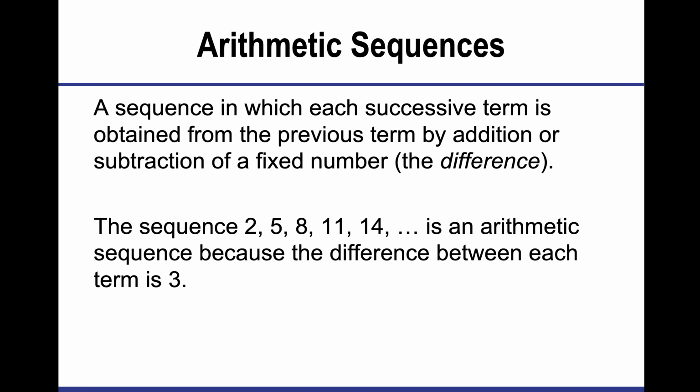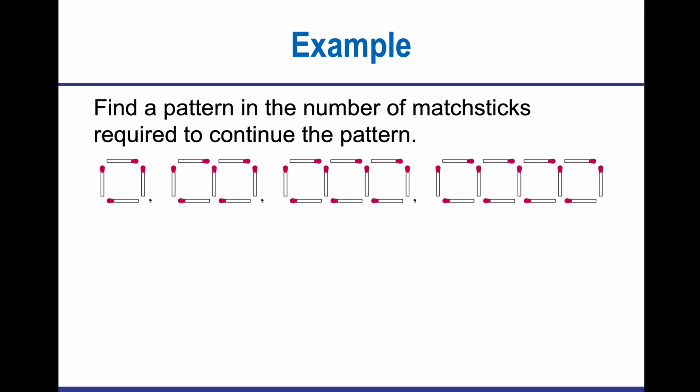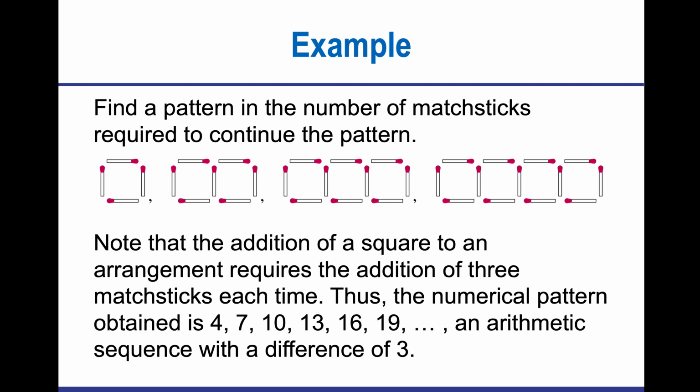If I'm adding different values, it's not arithmetic. It has to be the exact same value. Here's an example. If I want to find the pattern and the number of matchsticks required to continue the pattern, I'm going to note that the addition of a square to the arrangement requires adding 3 matchsticks each time to form the 3 sides of the rectangle because they share a side. So it's already sharing one side, so I only need 3 matchsticks. So thus, if I wrote it as a pattern, I would have 4, 7, 10, 13, where it's an arithmetic sequence.